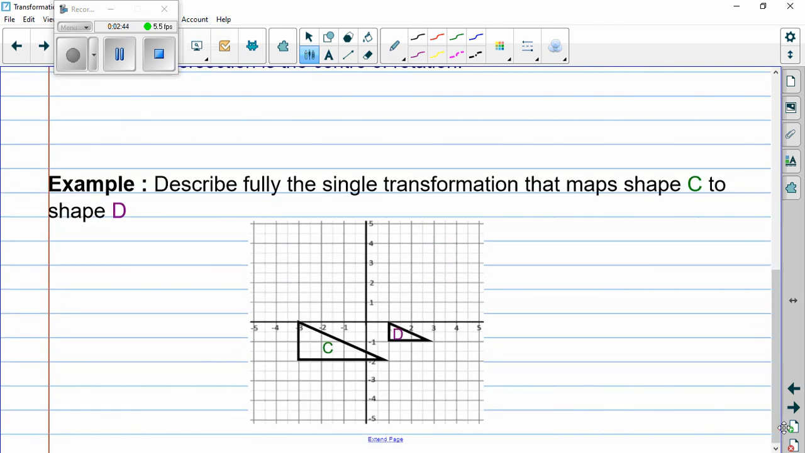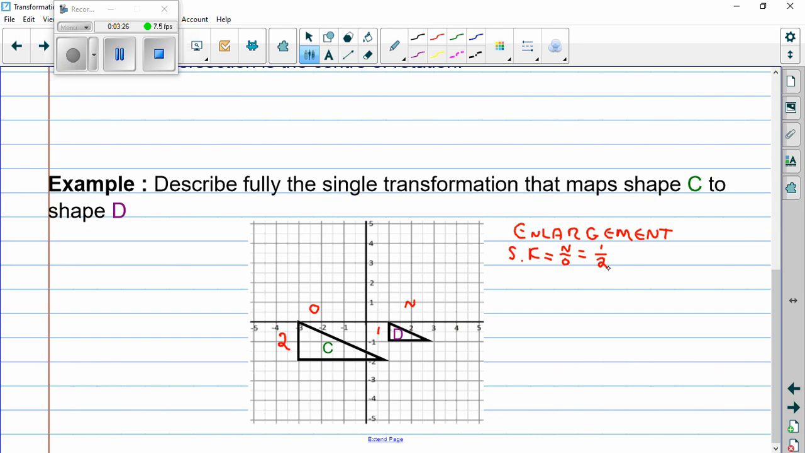Okay, so let's try another example. Fully describe the single transformation that maps C to D. We know it's an enlargement, so 1 mark. Then let's pick some sides. Here's 2 and 1 again, going from C to D. So our scale factor is simply new over old, which is 1 over 2 again.